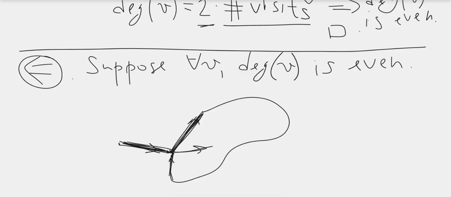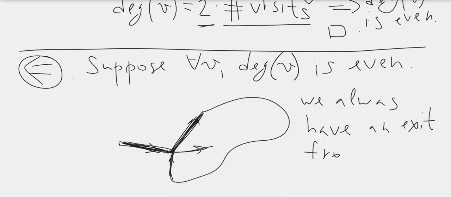So we never get to an impasse. So let's write it this way: we always have an exit from a vertex, from any vertex, except the first one.